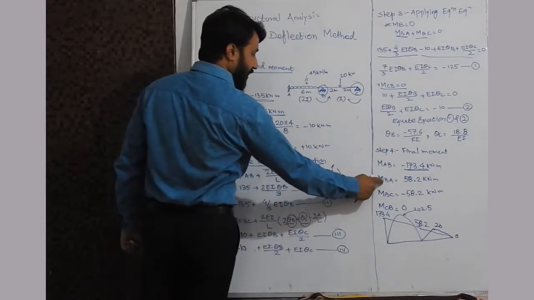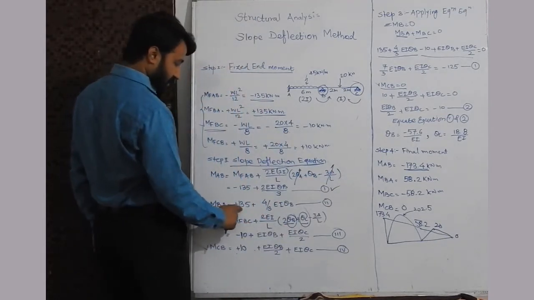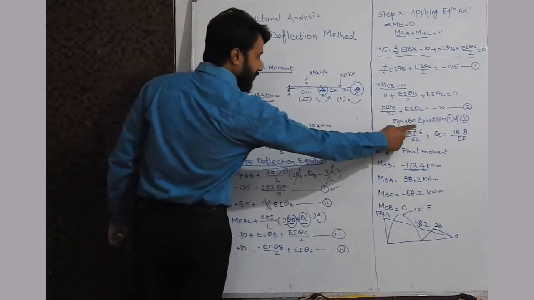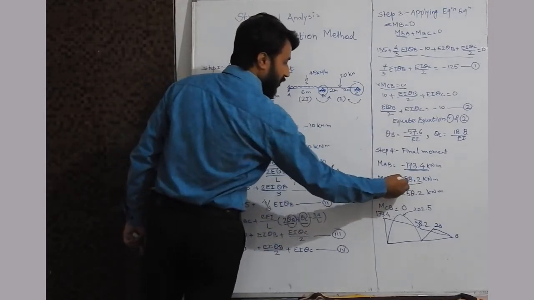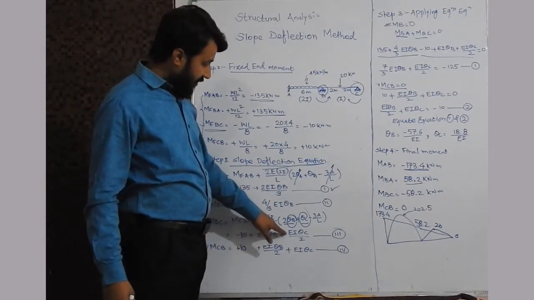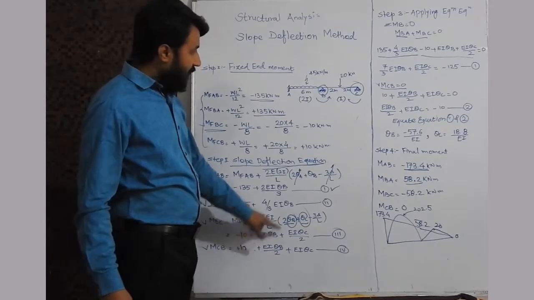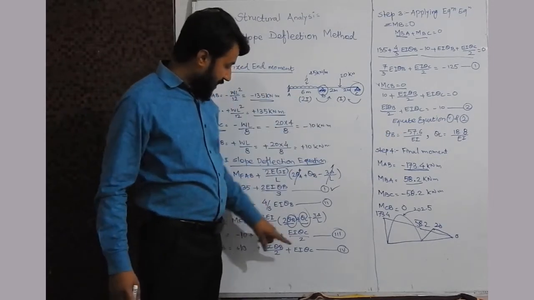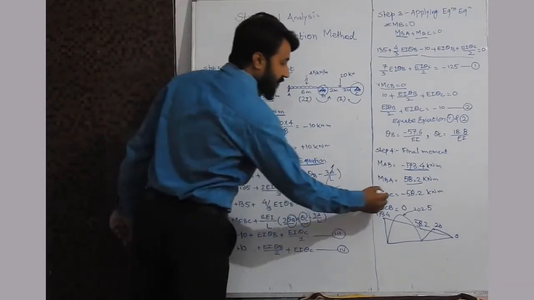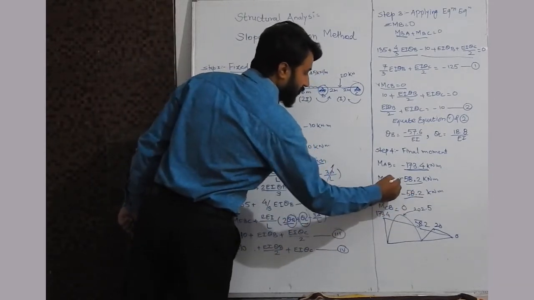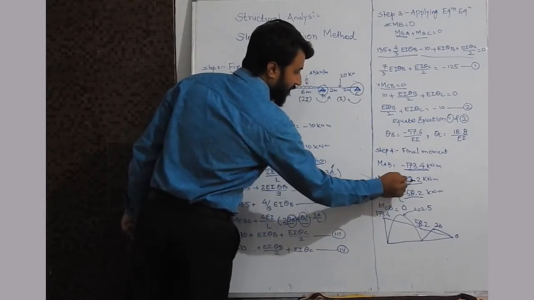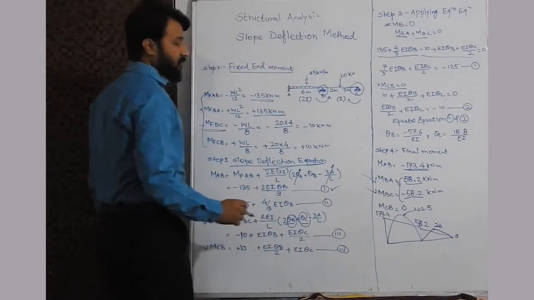Okay. So MBA, the equation we know, is plus 135 plus 4 by 3 EI theta B. Where we put theta B as minus 57.6, you will get the value of 58.2 kilonewton meter. Now MBC is minus 10 plus EI theta B plus EI theta C by 2. Put theta B as minus 57.6 and theta C as plus 18.8. So you will get MBC as minus 58.2. If you see, the sum of MBA and MBC must be equal to 0. 58.2 minus 58.2 is equal to 0.